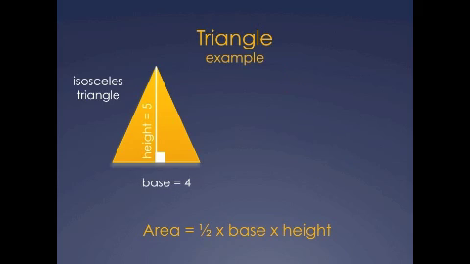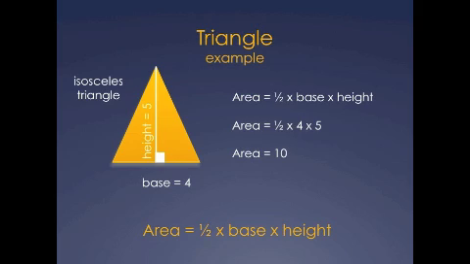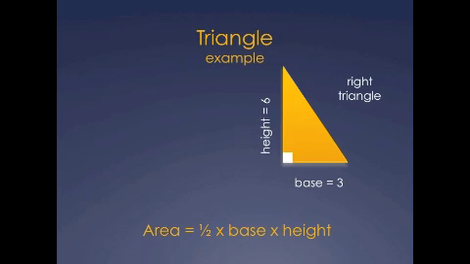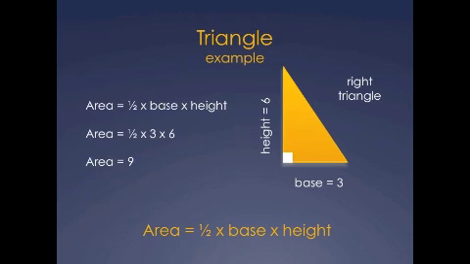First, let's look at an example of an isosceles triangle. The base is 4 and the height is 5. The area is 1/2 times the base times the height, so 1/2 times 4 times 5 equals 10. Now let's look at an example of a right triangle. Here the base is 3 and the height is 6. Again, the area is 1/2 times the base times the height, so 1/2 times 3 times 6 equals 9.